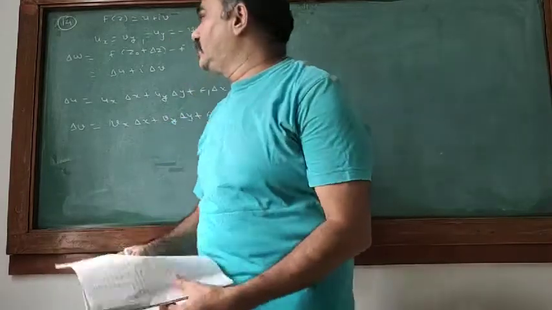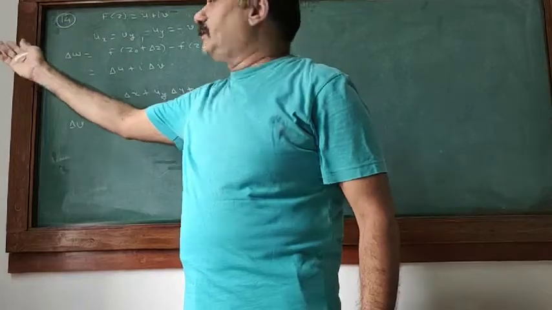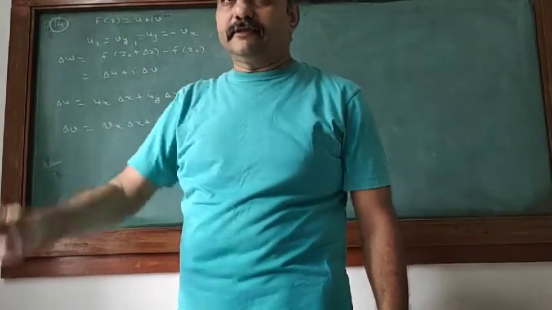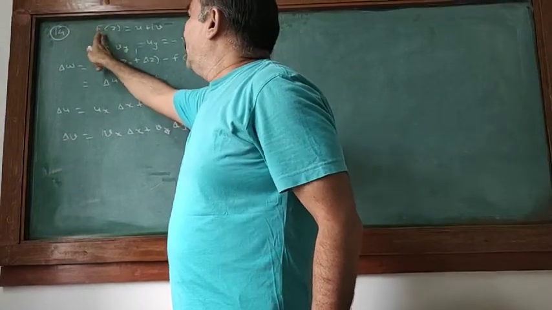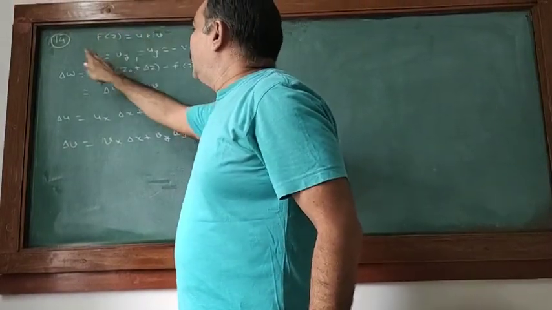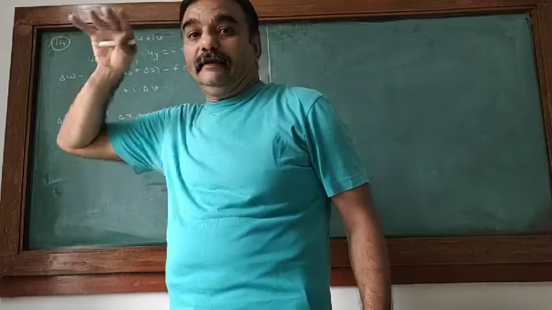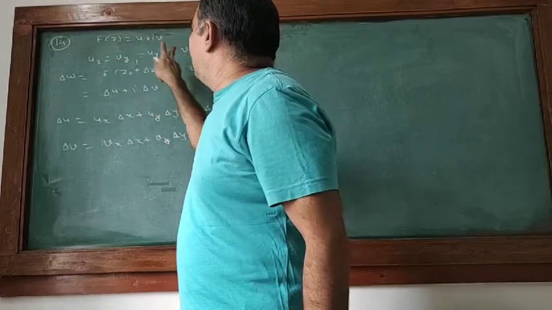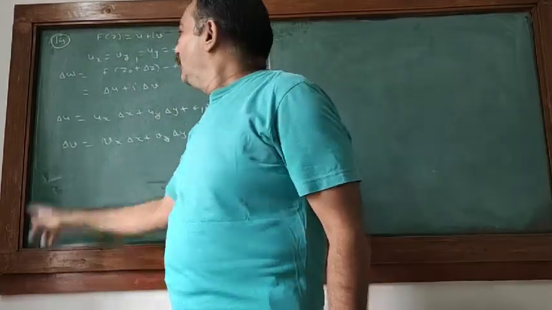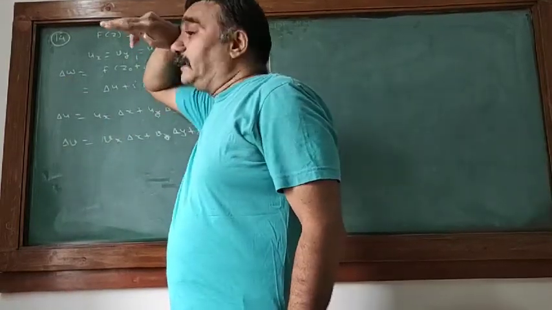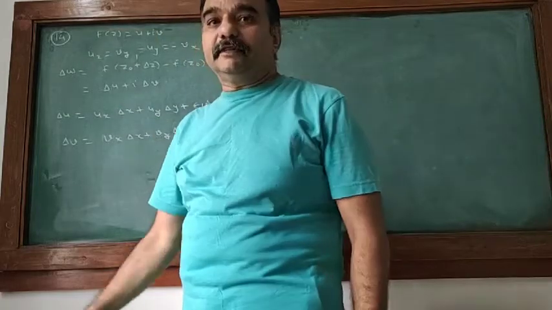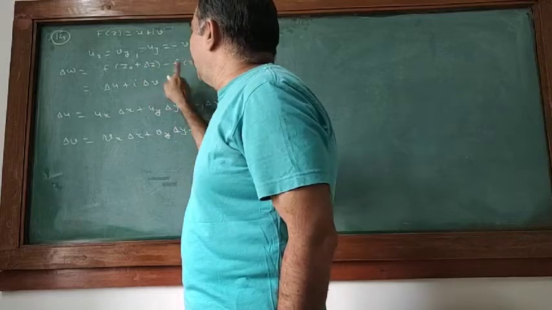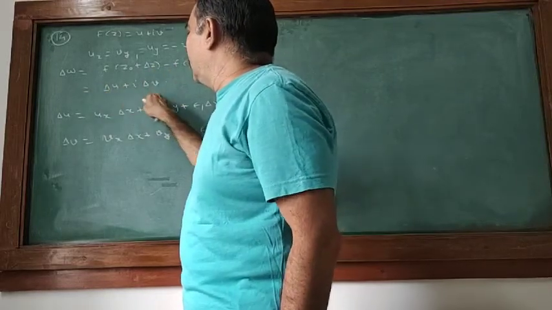Okay, dear friends, this is the sufficient condition for a function to become analytic. Analytic means differentiable. f(z) equal to u plus iv, and if it satisfies the Cauchy-Riemann equations, meaning ux is vy and uy equal to minus vx. So delta w, as I said earlier in that theorem of Cauchy-Riemann equations, f of z0 plus delta z minus f of z0 equal to delta u plus i delta v.